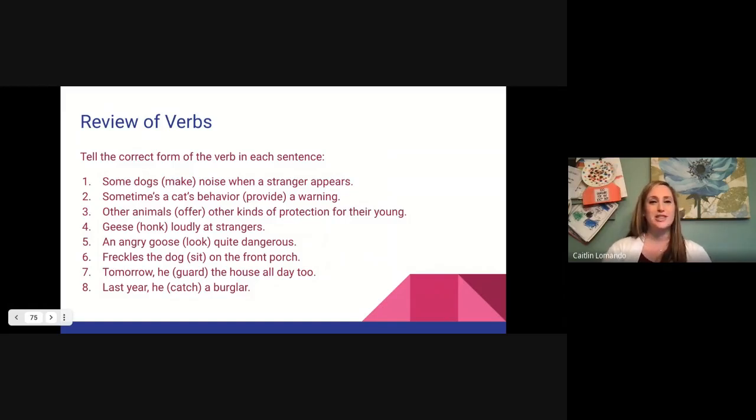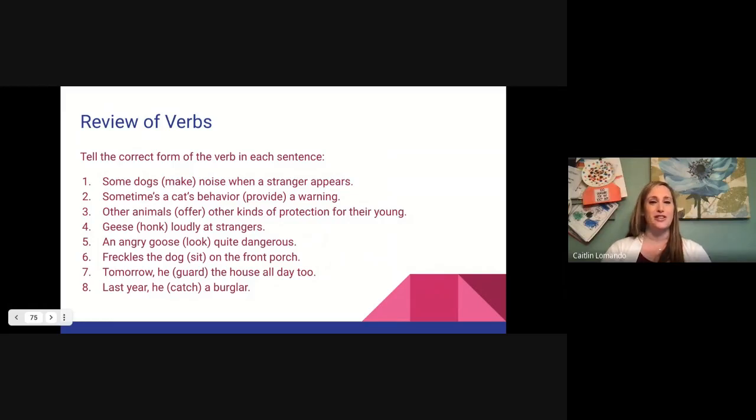Number 4, geese honk loudly at strangers. Do we need to change the verb honk to agree with the subject geese? Nope, it already is in agreement. Number 5, an angry goose look quite dangerous. Do we need to change the verb look to agree with the subject goose? We do. Think about what it has to change to. We would need to say an angry goose looks.